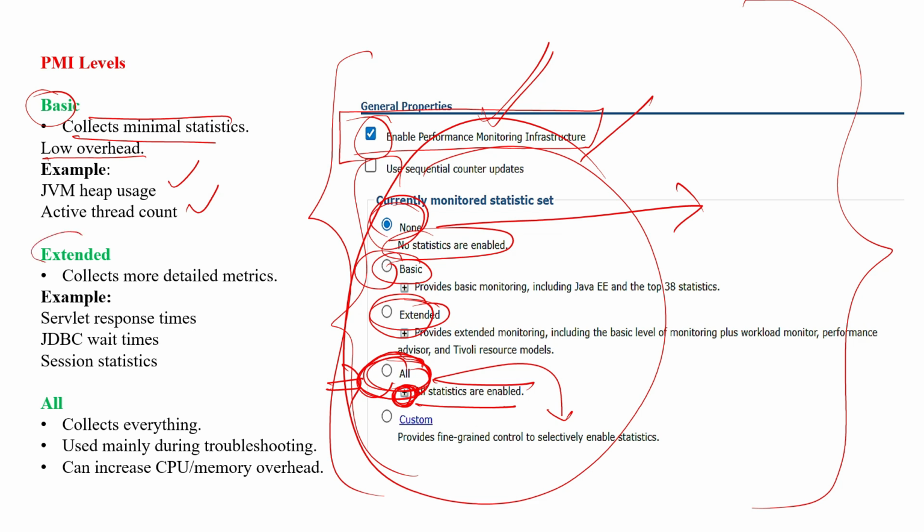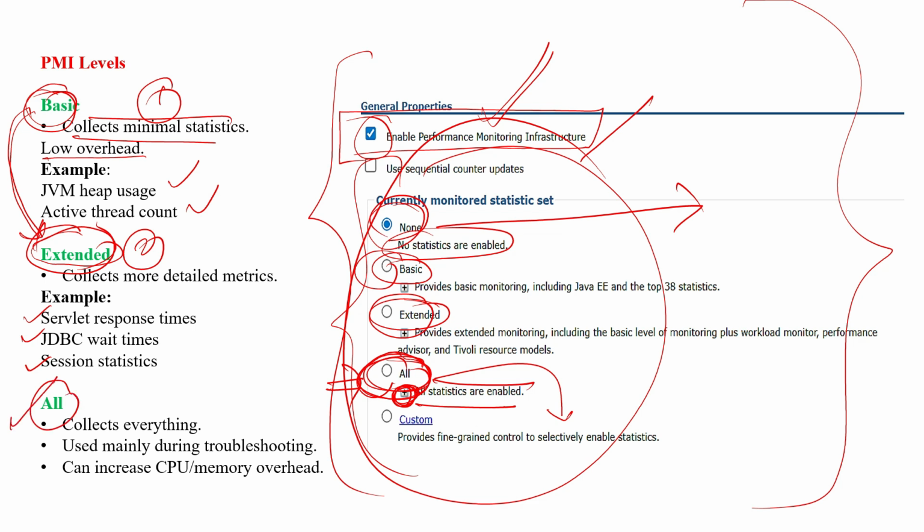If you go for extended, it is a bit on top of your basic. Basic collects some data, and on top of that some extra data is collected in extended. For example, you want to check the servlet response time, the JDBC wait time, how many connections are waiting to get connections. Session statistics, the sessions connecting to your WebSphere web containers. With extended, you will get a few more options enabled on top of the basic one. So this is the first one, and this is the second level.